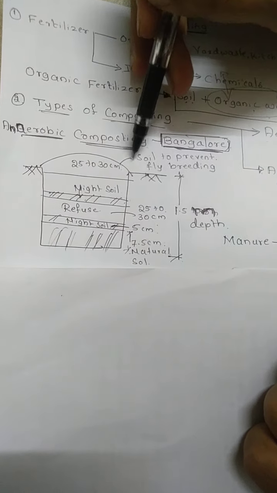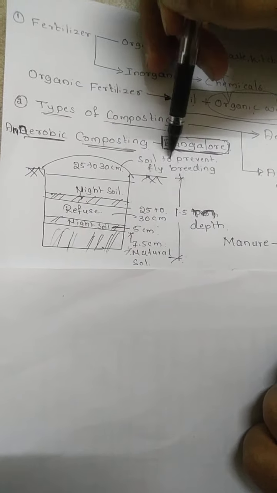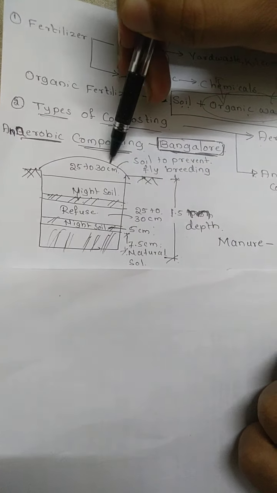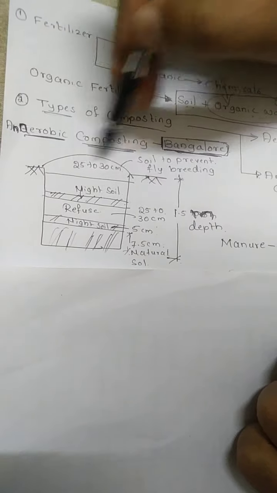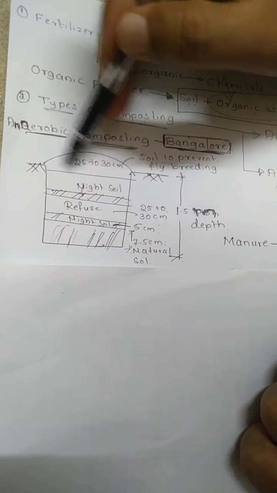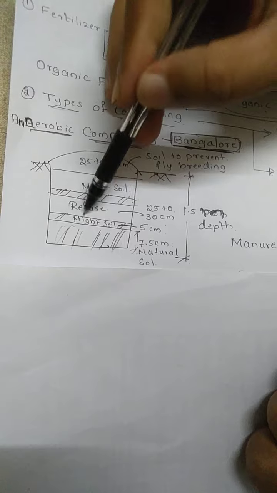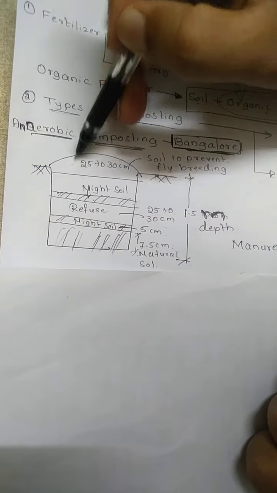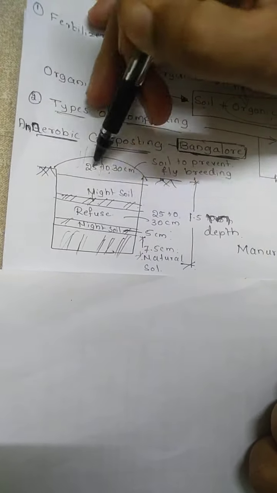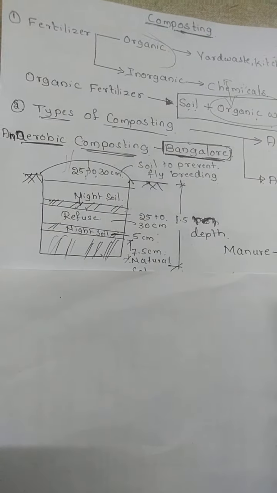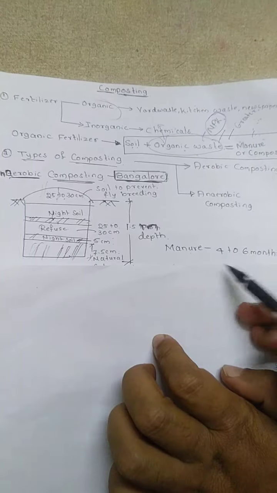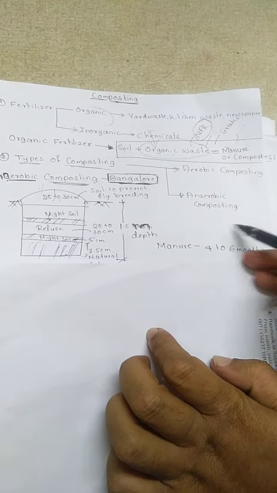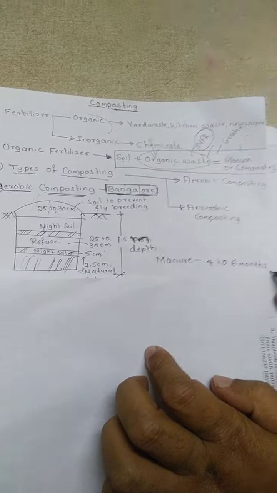Why are we doing this? We need to maintain an anaerobic condition. If we keep it open, the birds and others will come and disturb both layers. And if it is open, it will turn into an aerobic condition. The manure we get from the Bangalore method takes 4 to 6 months. Here we keep it for 4 to 6 months.